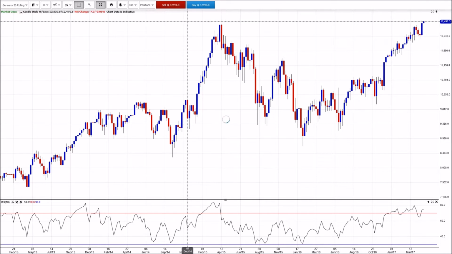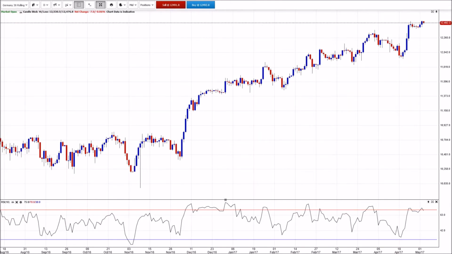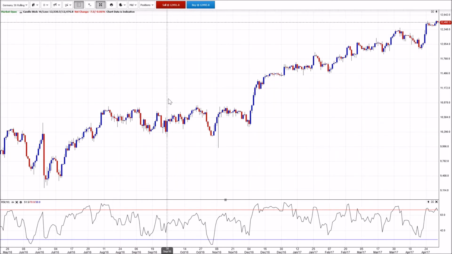So even though other stock markets have been pretty boring, I think, over the last week or so after that election surge, the DAX has continued to push higher. So there's our daily chart on the DAX.